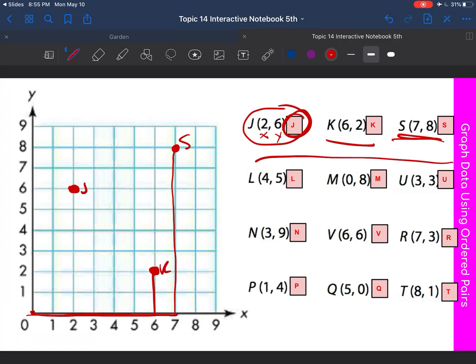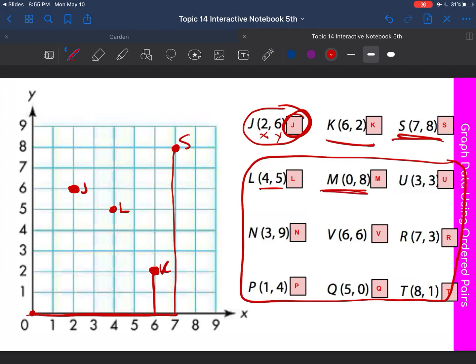Okay, what I want you to do is graph the rest of these independently, and then we're going to keep watching the video to see if you have them correct. So now I'm going to graph them. We have L, which is over 4, up 5, right here.